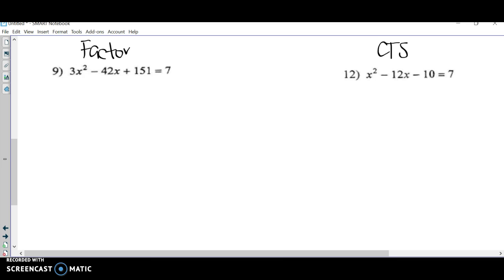With factoring, just like the last video, we have to set it equal to 0, and we have to check for a greatest common factor. So in order to set this equal to 0, I'm going to subtract 7 from both sides, okay? That leaves me with 3. Ooh, that doesn't look like a 3. Hold on.